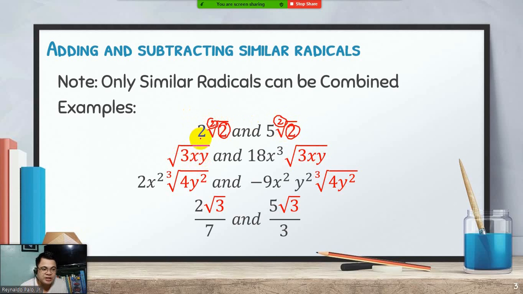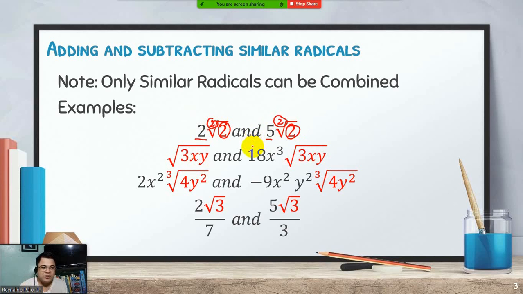So you do not care about its coefficient. Okay, so 2 and 5 here are the coefficients of the radicals. Your concern is that the indices and the radicands must be the same for you to be able to find out if the radicals are similar or not.